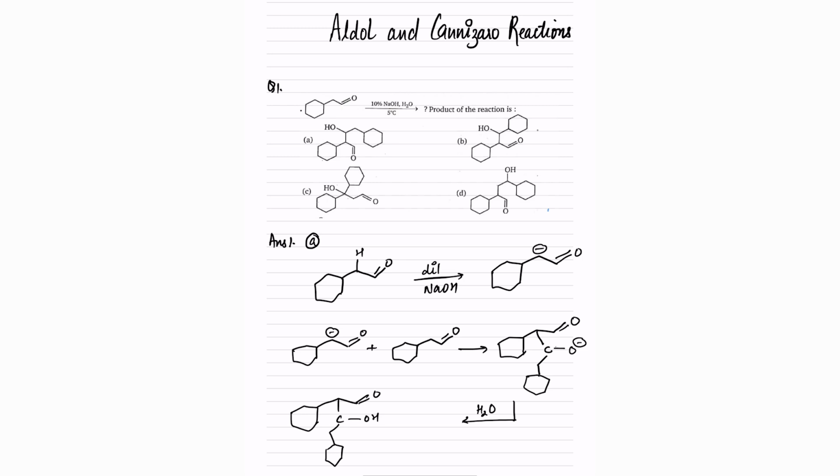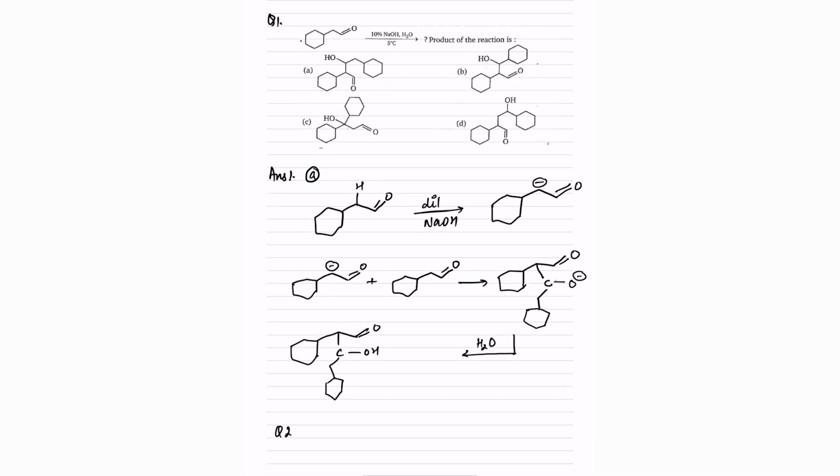Let's understand through the mechanism. Here this is your aldehyde group, this is your alpha carbon, and there is an OH minus here. From the alpha carbon it will remove the hydrogen, because this carbonyl group is electron withdrawing, hence the alpha carbon's hydrogen becomes acidic by nature. This is removed and you get a carbanion and water is released.